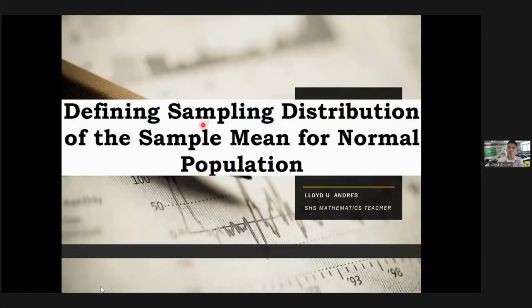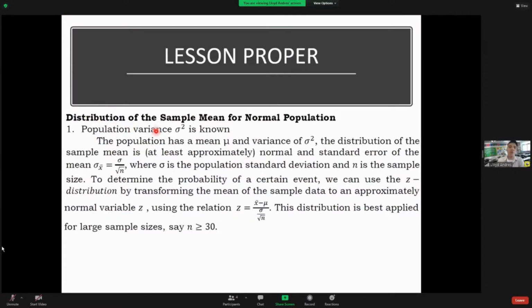Defining sampling distribution of the sample mean for normal population. Distribution of the sample mean for normal population.